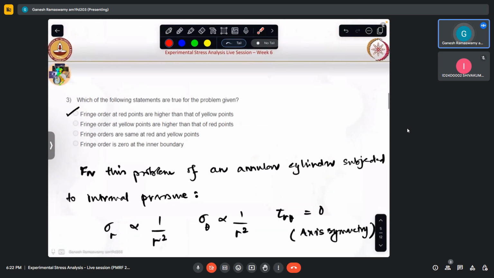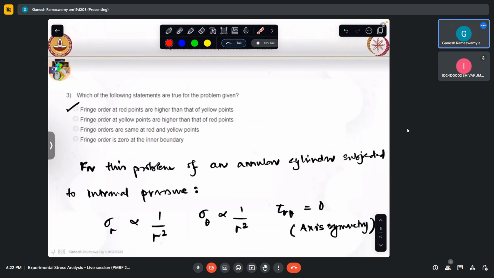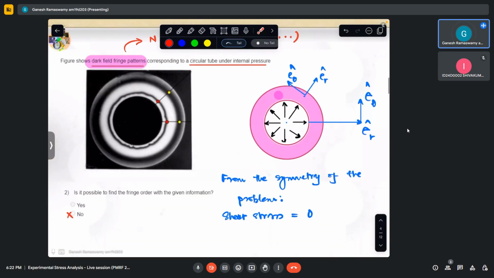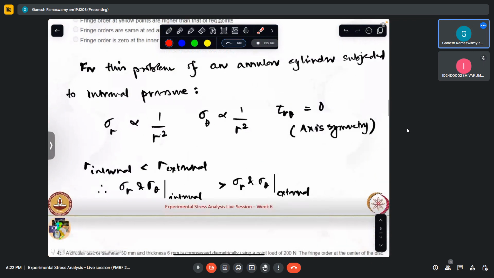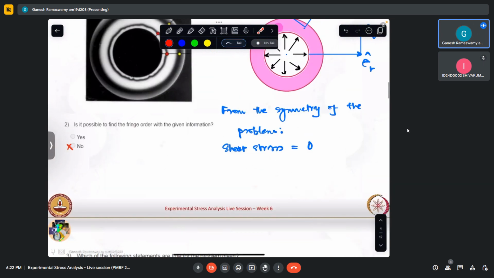So definitely fringe order is not the same at the red and yellow points, and fringe order is 0 at the inner boundary is false. Now we are able to see it is subjected to some stress at the inner boundary. So naturally fringe order will not be 0 there.